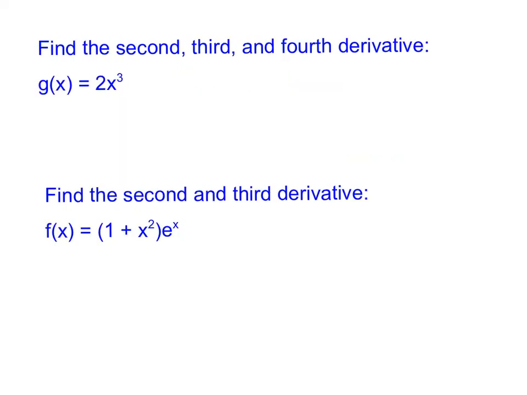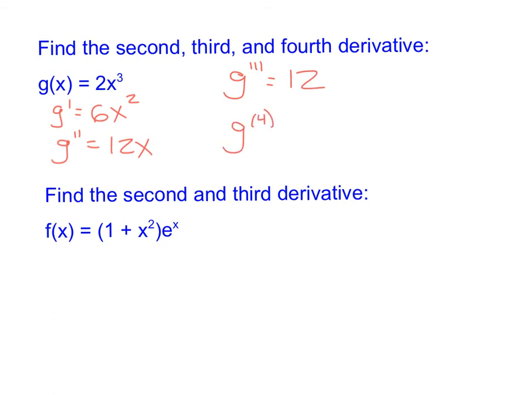All right. Find the second, third, and fourth derivative. So we have to find them all, right? So g prime, what's the first derivative? 6x squared. So then the second derivative. So now we're just going to do the derivative again. 12x, that's the second. Third derivative, 12. Fourth derivative, 0. What would be the seventh derivative? 0. Once you hit 0, it's just going to go on and on and on.